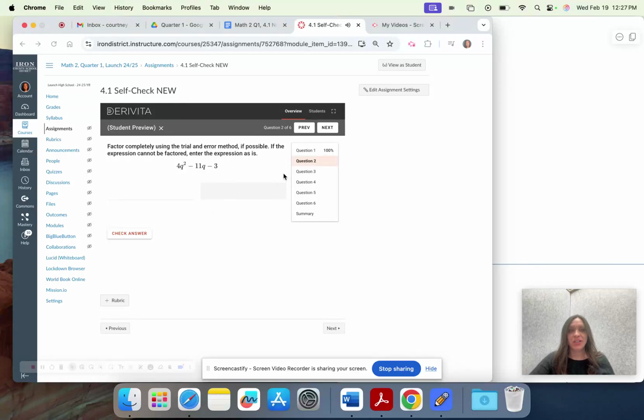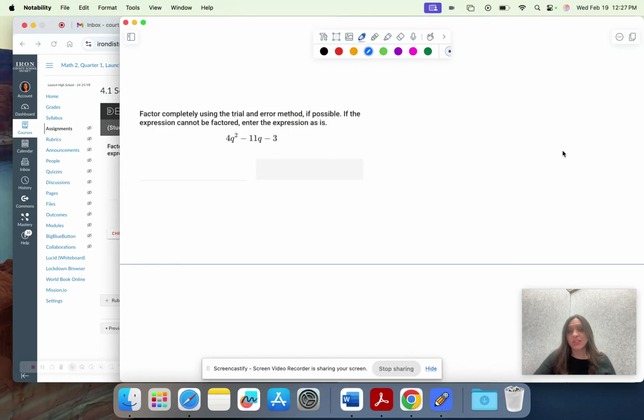Factor completely using the trial and error method if possible. So again, the trial and error method, you would guess the numbers and then multiply till you get the right ones. I'm just going to factor by grouping because it works every time.